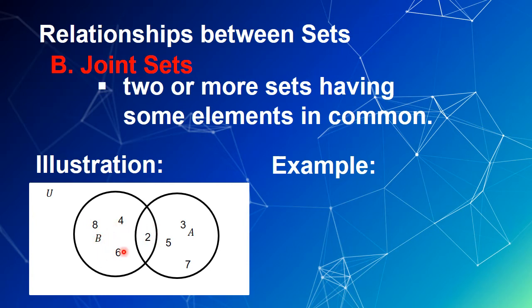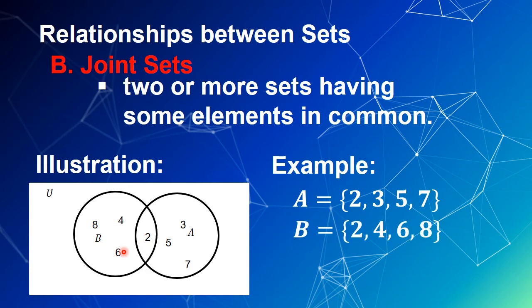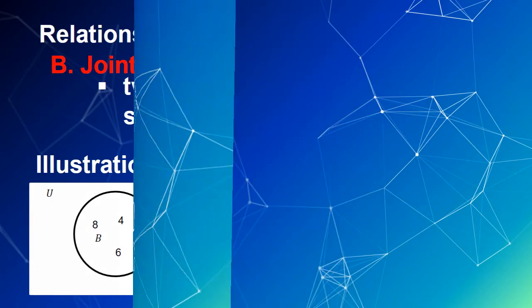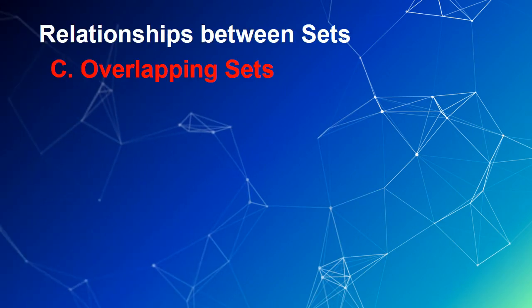If we enumerate using the listing method, set A contains the elements 2, 3, 5, 7, and set B contains the elements 2, 4, 6, and 8. We notice that 2 is present in both sets, so we write it in the intersection. We call this a joint set, which means there are two or more sets containing some elements in common. This is what we also call overlapping sets.